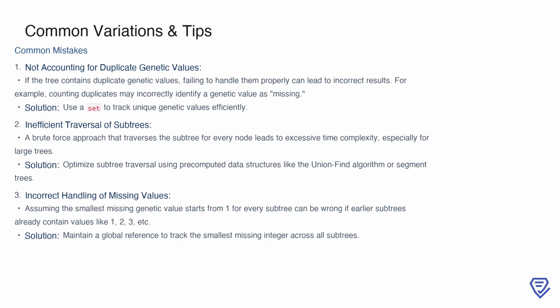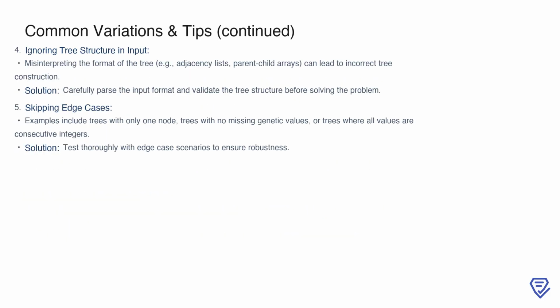Another common variation involves misinterpreting the tree structure provided in the input. Sometimes, the tree may be represented as an adjacency list or a parent-child array, and failing to parse this correctly can lead to an improperly constructed tree, which invalidates the entire solution. To avoid this, always carefully validate the input format and ensure the tree is built accurately before you proceed with solving the problem.